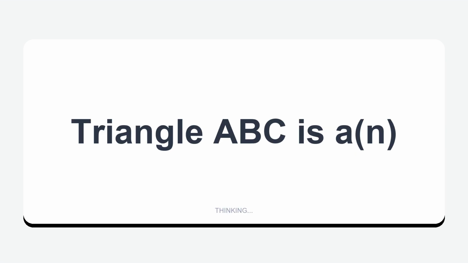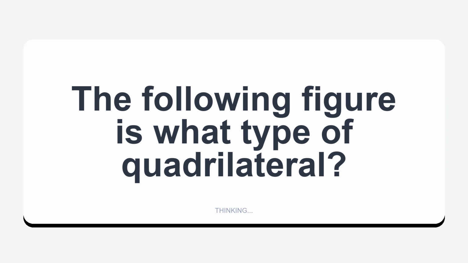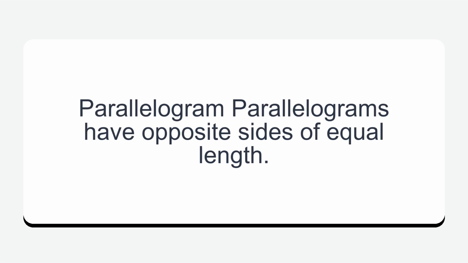Triangle ABC is an equilateral triangle. In an equilateral triangle, all sides are equal and all angles are equal. The following figure is what type of quadrilateral? Parallelogram. Parallelograms have opposite sides of equal length.